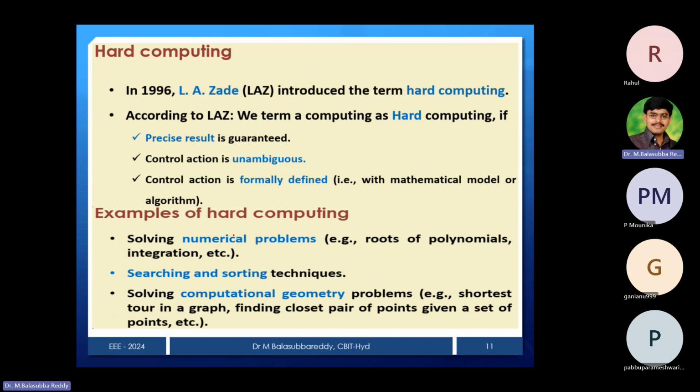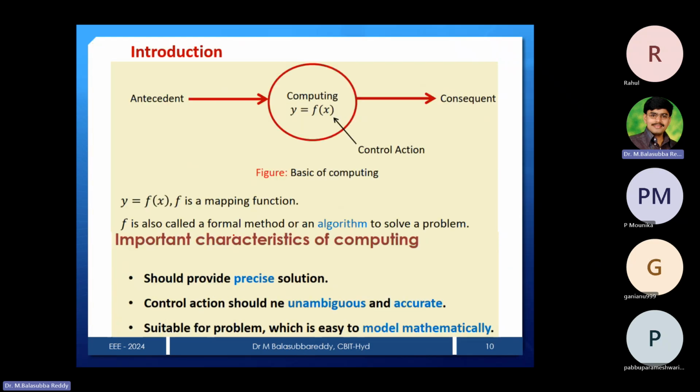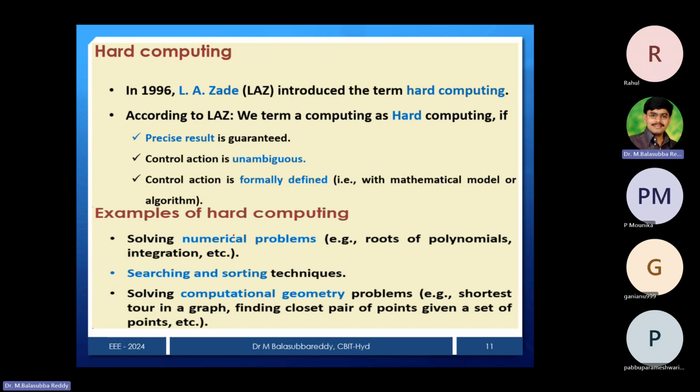Now we'll see hard computing. As I said, there are two things, soft computing as well as hard computing. We'll see hard computing, then move on to soft, then compare the two. The term hard computing was invented in 1996 by L.A. Zadeh. According to him, computing is hard computing if precise results are guaranteed. That is the difference: in hard computing the results are guaranteed, whereas in soft computing there is some fuzziness.